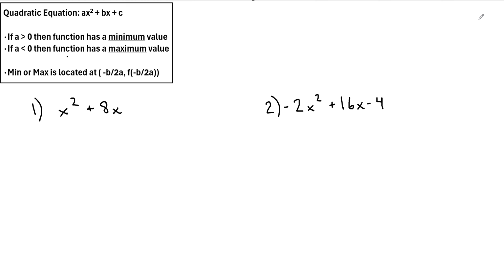And whether it has a minimum or maximum, it will always be located at these coordinates. The x value will be negative b over 2a, and the y value will be f of negative b over 2a. So let's take a look at a couple examples.